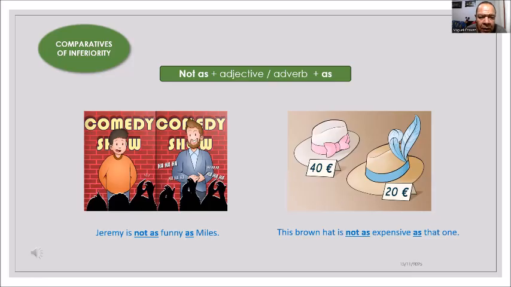Comparatives of inferiority are those used when we compare two elements. We express that one has a lower degree of the same characteristic than the other. Look at this formula: not as plus adjective or adverb plus as. For example, Jeremy is not as funny as Miles. And this brown hat is not as expensive as that one.